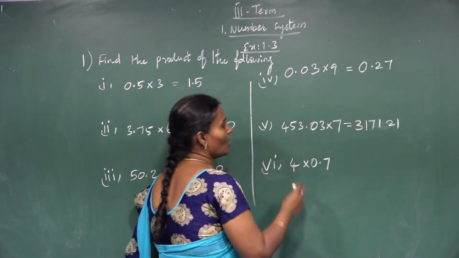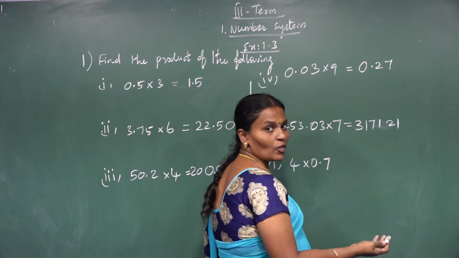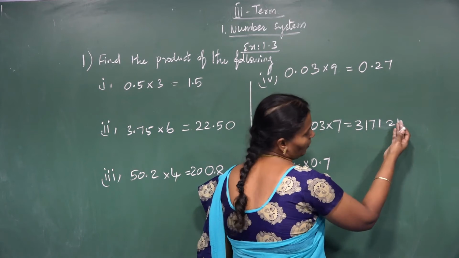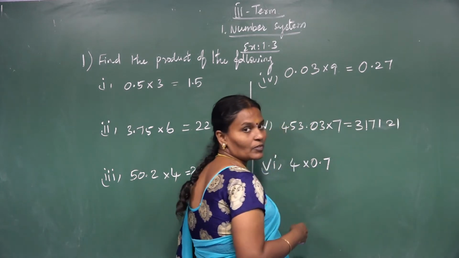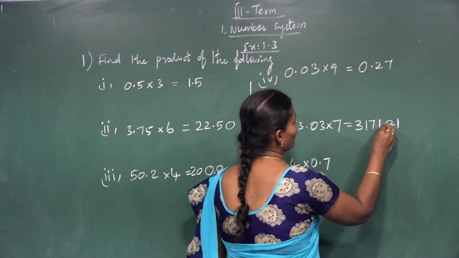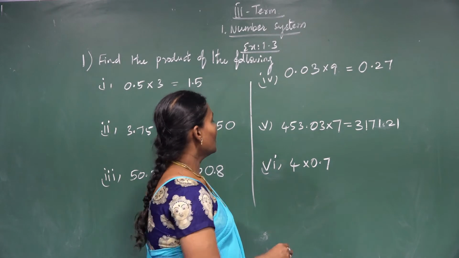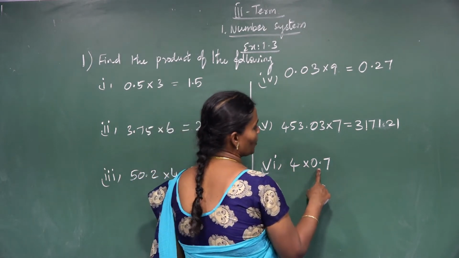Okay. So see here how many decimal places? 2 decimal places. You put the decimal point after 2 digits. So from right to left, 1, 2. 2 digits. So you put the decimal point here. Okay. Understand children? Good.